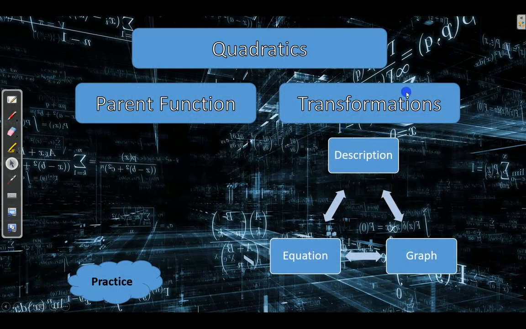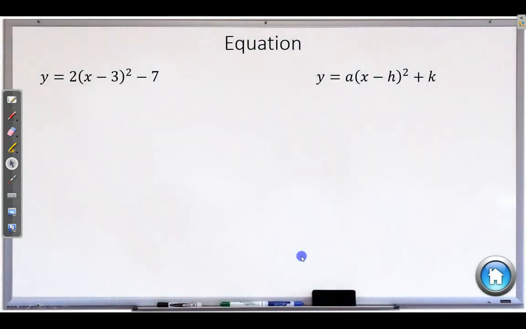So our transformations are next. There's 3 ways we want to tackle this. If you're given a description, if you're given an equation, or if you're given a graph. And you want to be able to move between all 3 of those. So if you're given the equation, you should be able to describe it verbally and draw a graph as a visual. And same thing for the other 2. So let's start with the equation. That's usually what we get. But then we're going to turn that into a description and a graph.